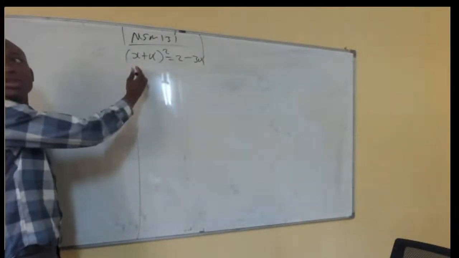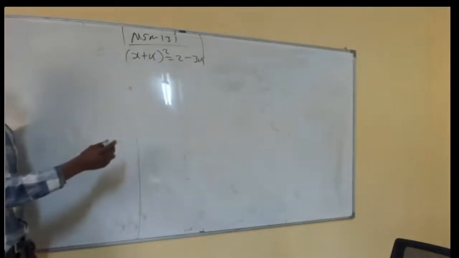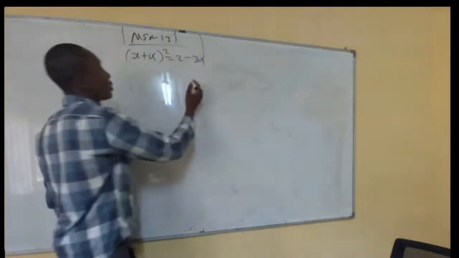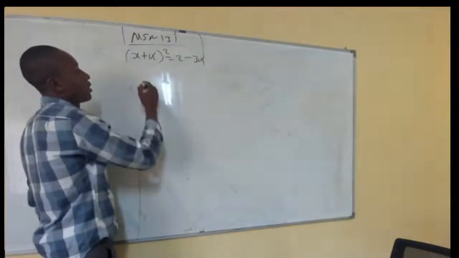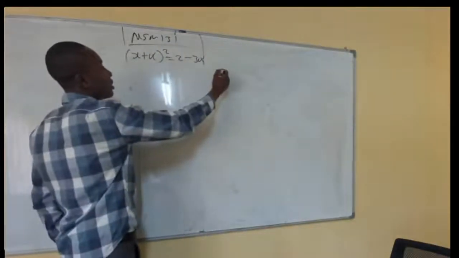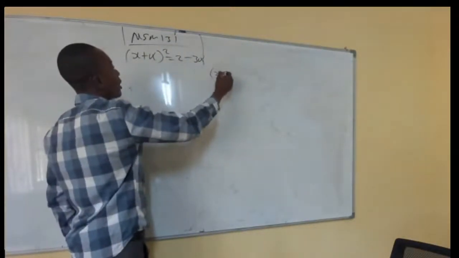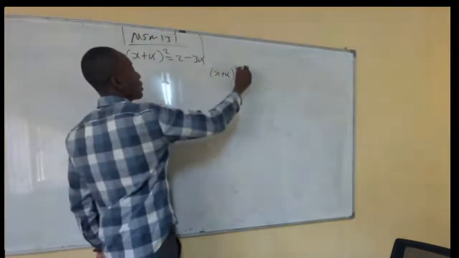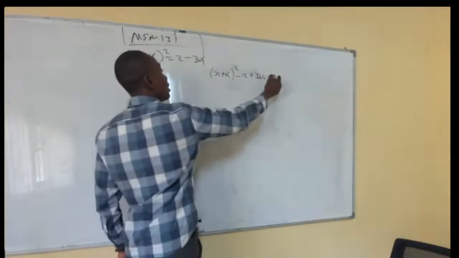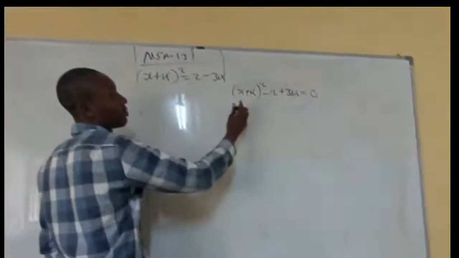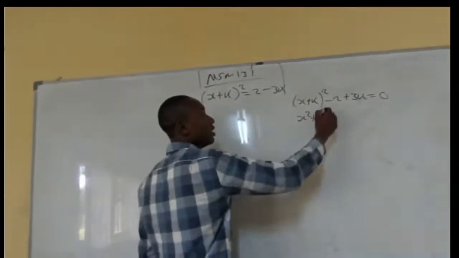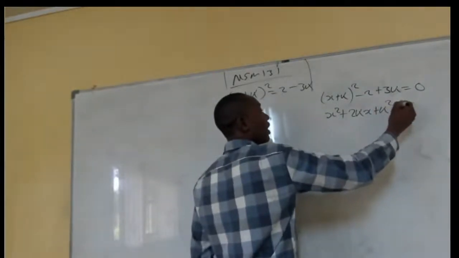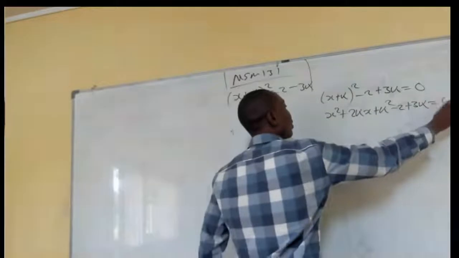The first thing that I'm going to do is rewrite this quadratic equation. So it's going to be (x + k)^2 - 2 + 3k = 0. Then I'm going to expand this, so it will be x squared + 2kx + k squared - 2 + 3k = 0.